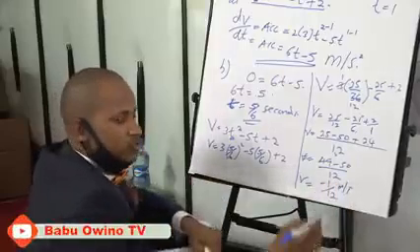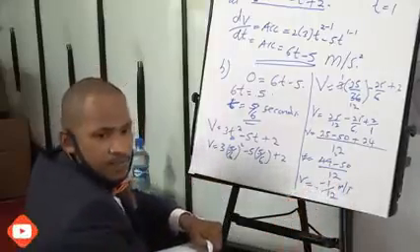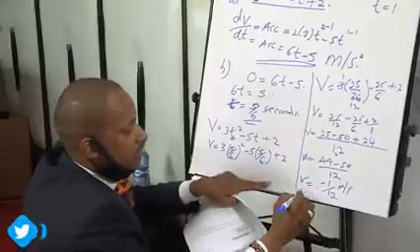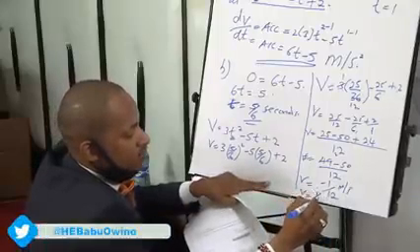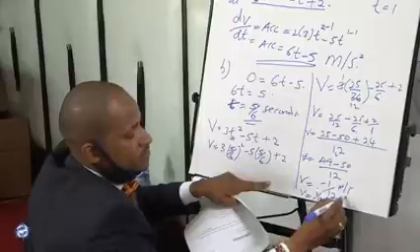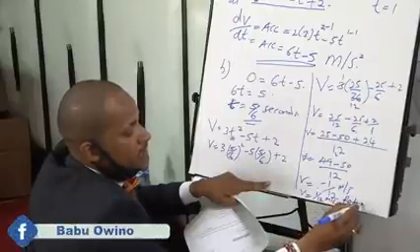And remember, I told you when the velocity is negative, it means that the body is retardating. So you write velocity is 1 over 12 meters per second, but you write retardation.